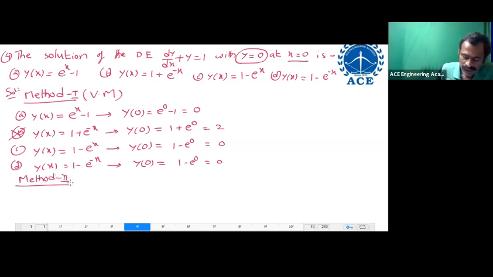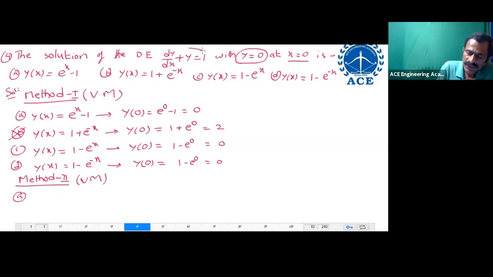Method 2. Verification method only. In verification method, we have two methods. One is using condition, we can choose answer by verification, or using differential equation, we can choose answer by verification only. So using differential equation, if it is possible to choose, we can choose. Let us start with the first option, option A.